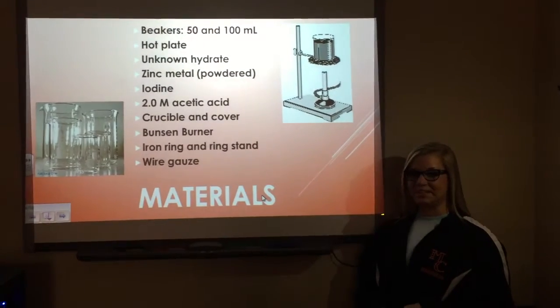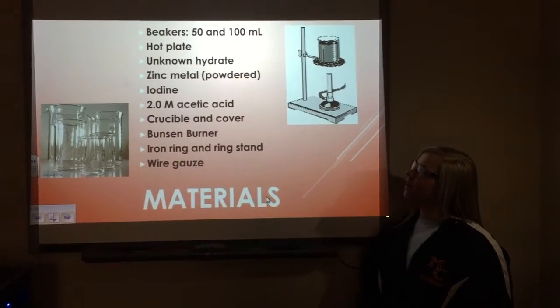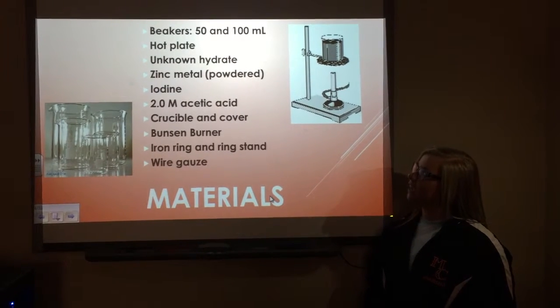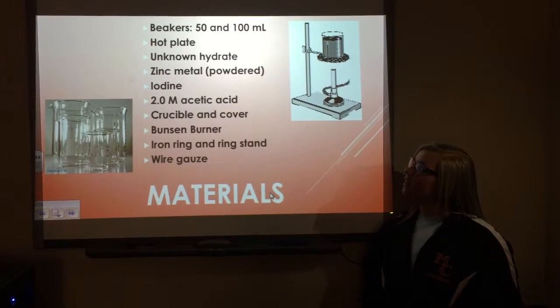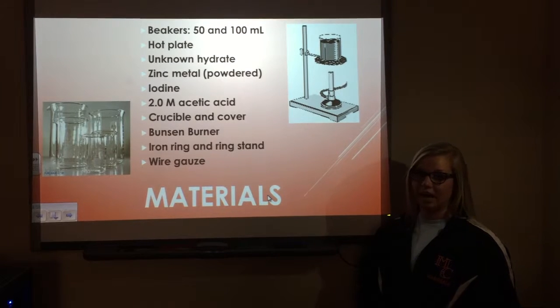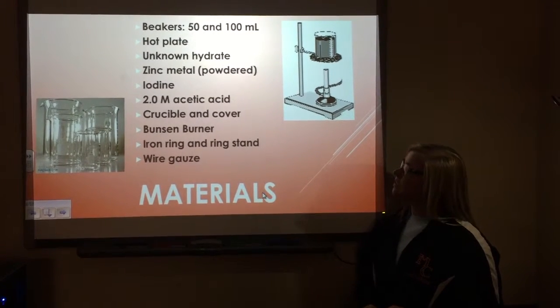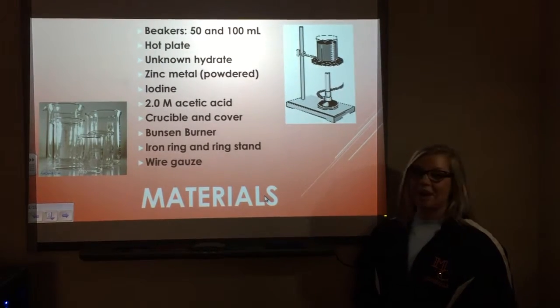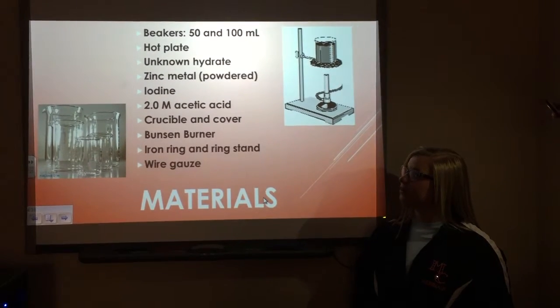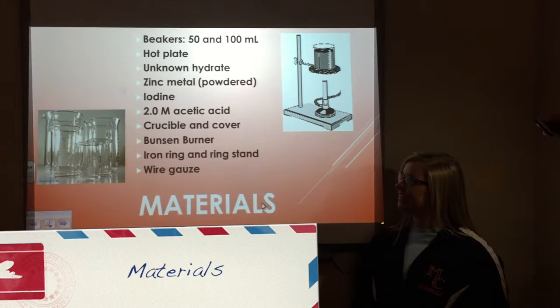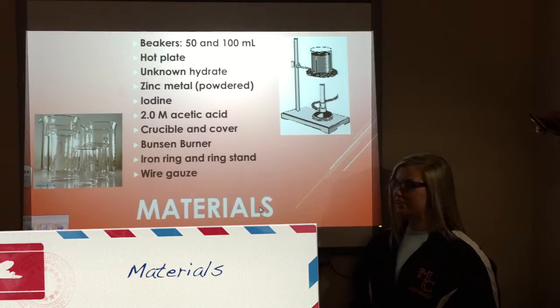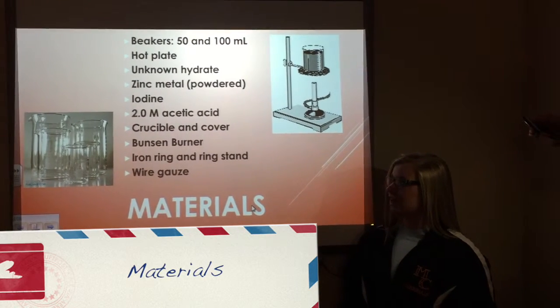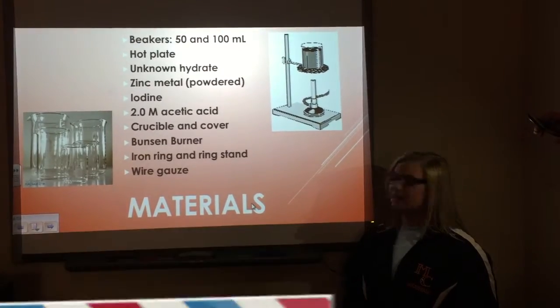The materials we used for this experiment are beakers of 50 and 100 milliliters, a hot plate, your unknown hydrate which is provided, zinc metal in a powdered form, iodine, 2.0 molar acetic acid, the crucible and its cover, Bunsen burner, iron ring and iron stand, and wire.